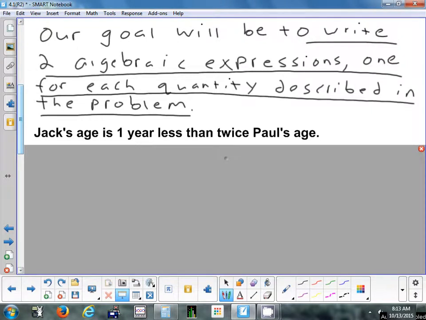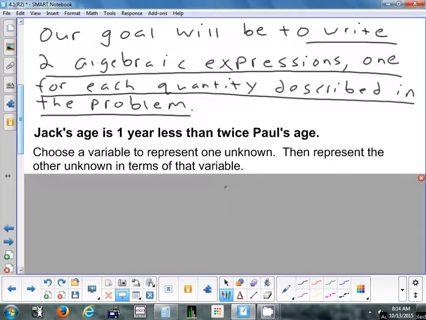All right. So as I mentioned earlier, we're not really going to solve anything today. At the end of this problem, we are not going to know how old Jack is. We're not going to know how old Paul is. We don't have enough information. That part's going to come tomorrow. For now, it's almost like we're just setting up an expression that we could use to figure out their ages if we knew a little bit more.